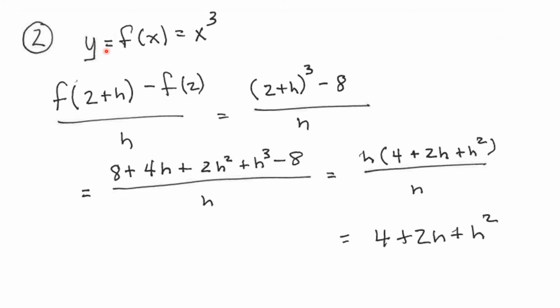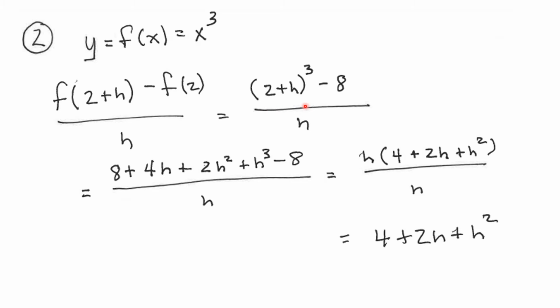Now, this says that to find out what f of something is, you just take whatever you plug in between these parentheses, whatever is the input, and you cube it. So f of 2 plus h is 2 plus h whole cubed. f of 2 is simply 2 cubed, which is 8, divided by h. But now we have to simplify this, so we want to expand this. This is 2 plus h times 2 plus h times 2 plus h.